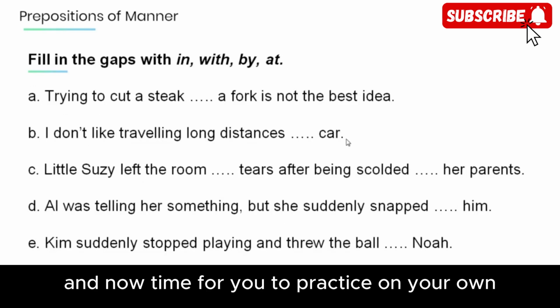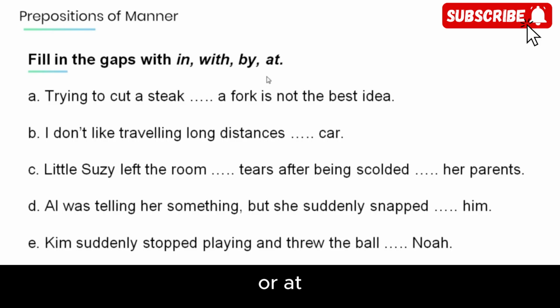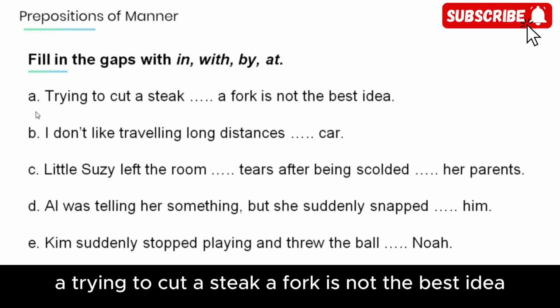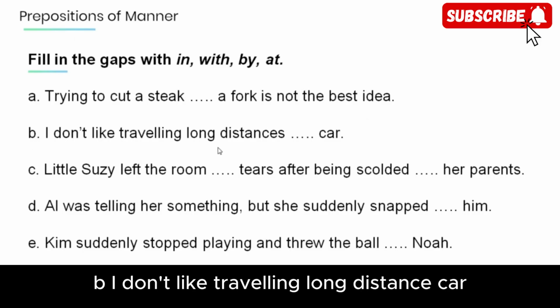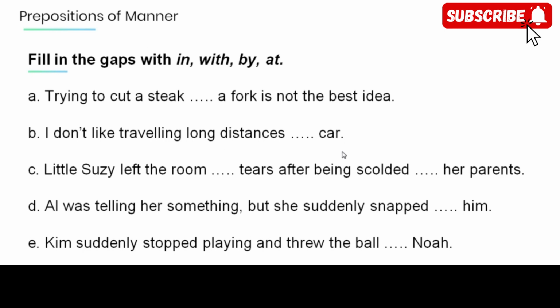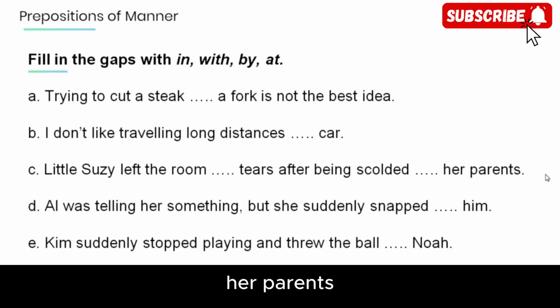And now, time for you to practice on your own. Read the following sentences and fill in the gaps with in, with, but, or at. A. Trying to cut a steak, a fork is not the best idea. B. I don't like traveling long distance, car. C. Little Susie left the room, tears after being scolded. Her parents.